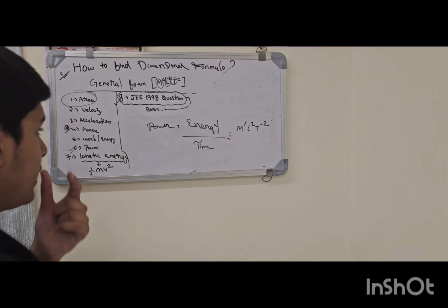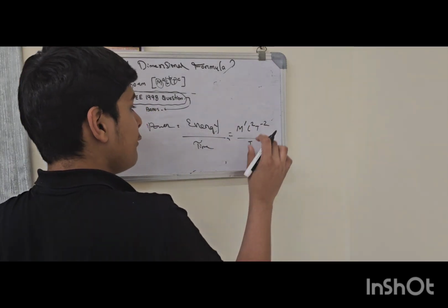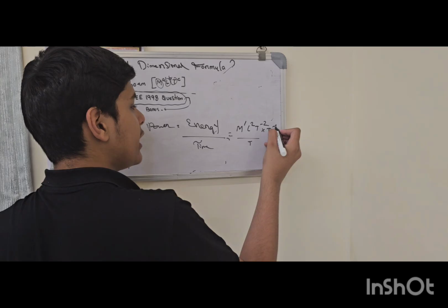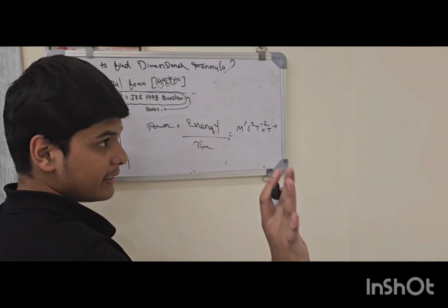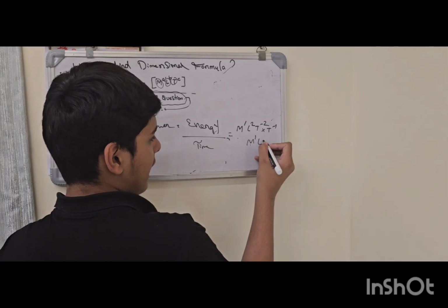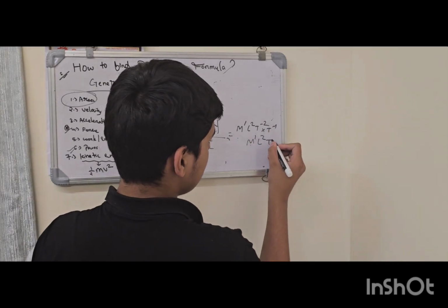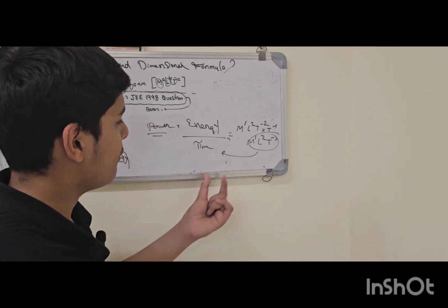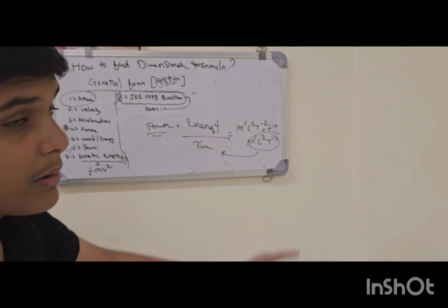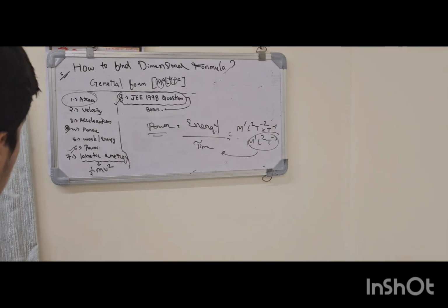Okay, time is what? Now this is time. Now when time goes up, this will be T to the power minus 1. So when you do this, minus 2 plus minus 1. You know basic mathematics. M1 L square T minus 3. This is the answer for the power. So power over here is M1 L2 T minus 3. Minus 2 plus minus 1 is minus 3. Simple. Now let's go for the next.